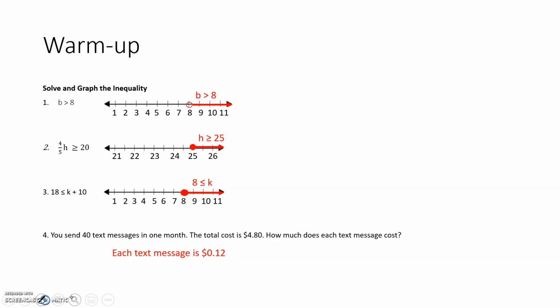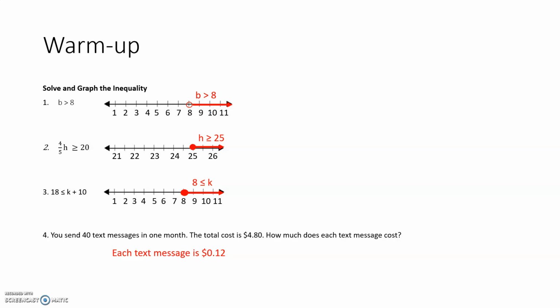All right, those of you sticking around, let's go over this real quick. For number one, b is greater than 8. I didn't have to solve anything. I was just plotting it. Since 8 is not included, I'm using an open circle, and whatever b is, it's going to be greater than 8.